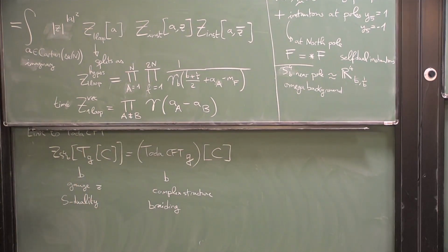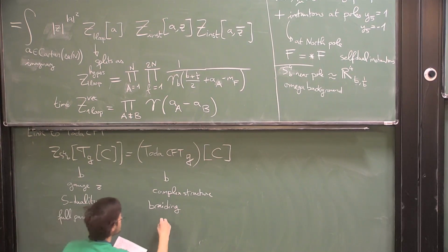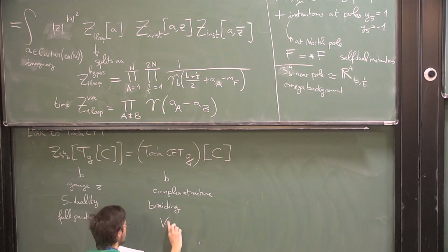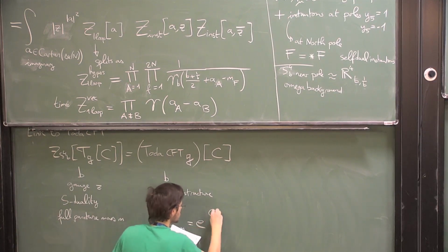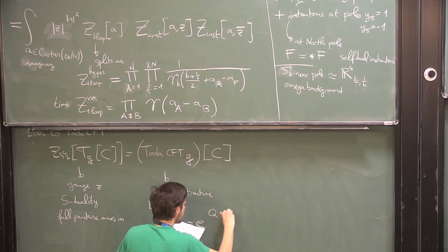And then you have a precise dictionary between punctures and operators. A full puncture of mass m goes to a vertex operator, up to some normalization, which is e to the, this usual definition.